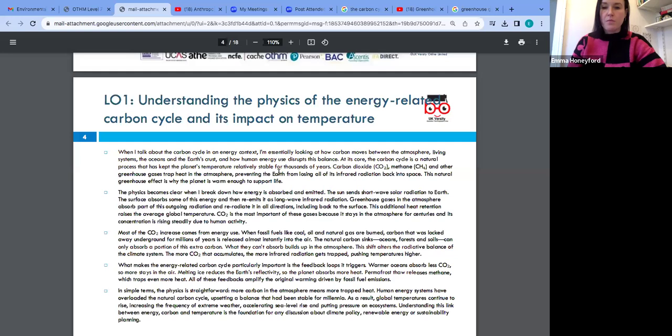At its core, the carbon cycle is a natural process. I think it's really important that we understand it is a natural process. We do need the carbon cycle, and it's kept the planet's temperature relatively stable for thousands of years.